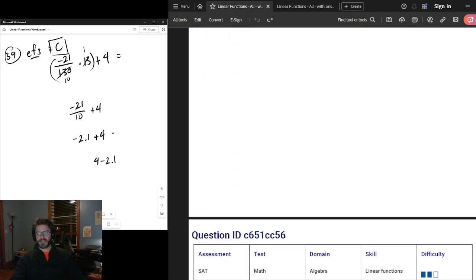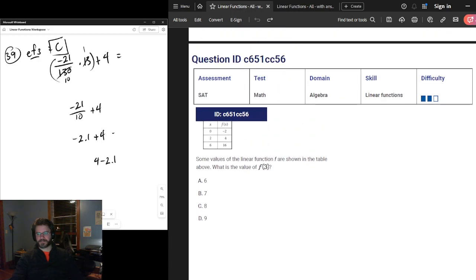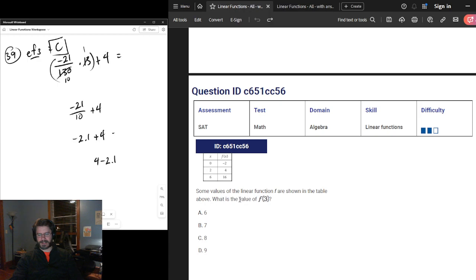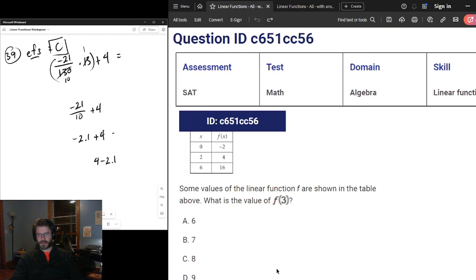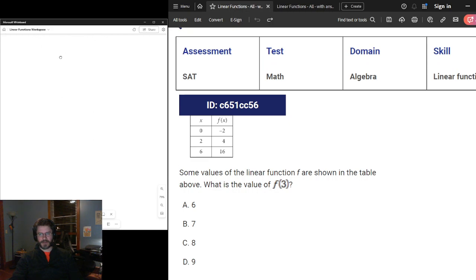Don't have to check D because we already know our answer. These tiny, tiny tables on here. All right. Difficulty of 2 pips for question 40, C56. Okay. They want the value of f of 3. They give the y-intercept at negative 2, so y equals mx minus 2.